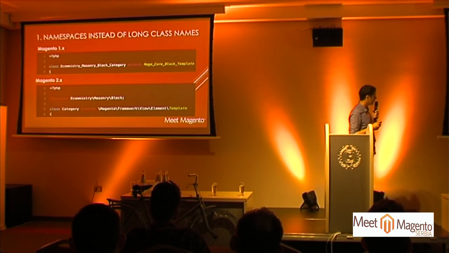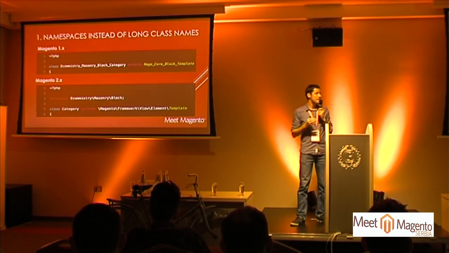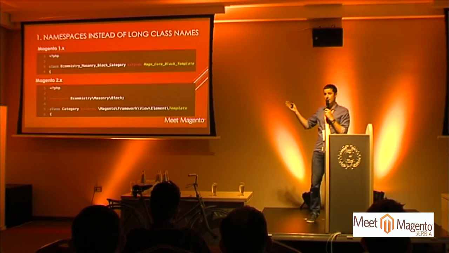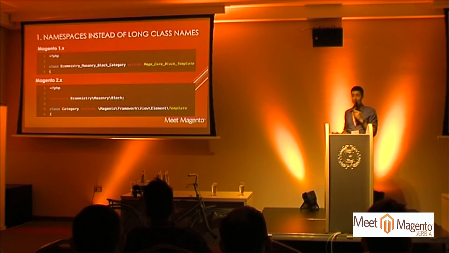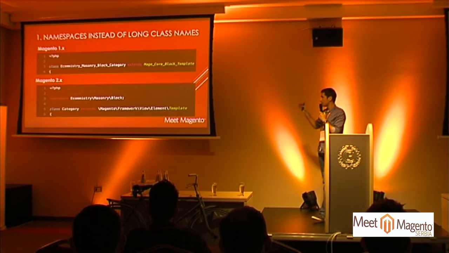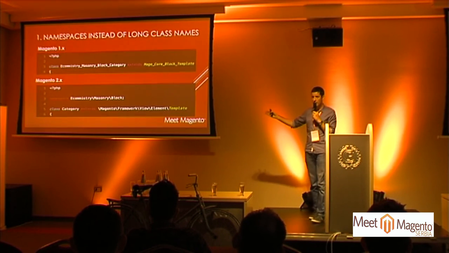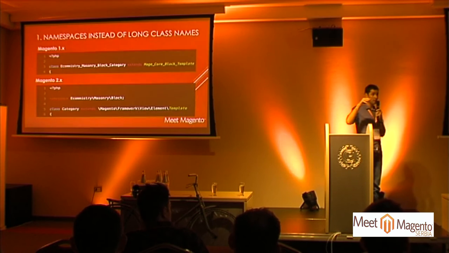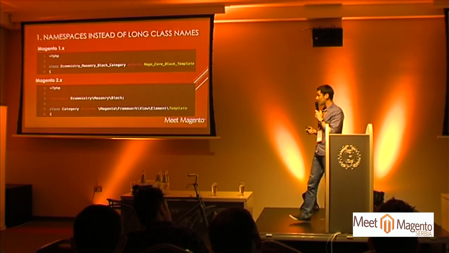Namespaces instead of long class names. This may be a new concept for you if you haven't been working with anything else besides Magento, but namespaces are essentially a way of encapsulating classes. So a category class can exist in multiple locations in our file system. In Magento 1, we used long class names to be very specific about a particular class. In Magento 2, we use namespaces, so this long class name, e-commerce masonry block category, simply becomes Category with the namespace declared at the top. So what you will need to do as Magento 2 extension developers, specifically when porting this, is to replace all long class names with corresponding namespaces.